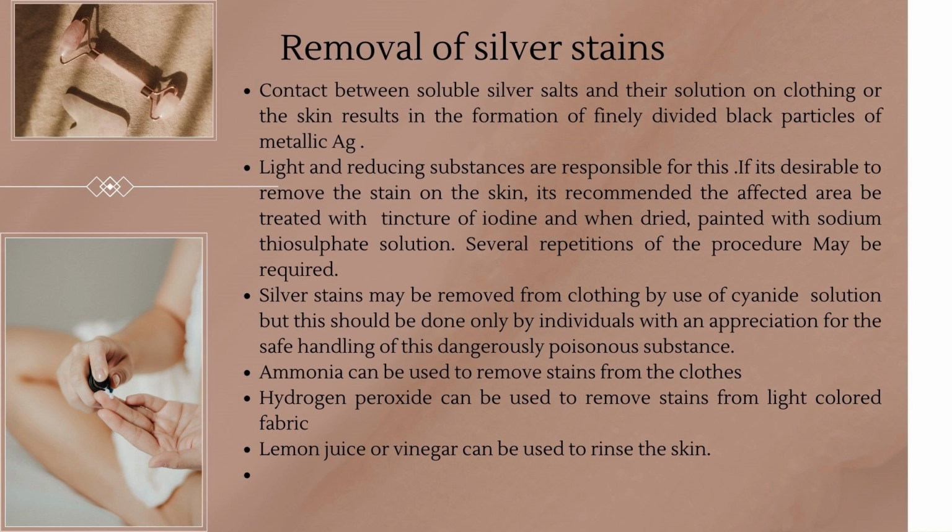Then the silver stains may be removed from the clothing by use of cyanide solution, but remember that cyanide is very, very toxic, so that process should be done by individuals who are actually keen on their safety. They know safe handling of this dangerously poisonous substance. Then you can use ammonia to remove stains from the clothes. You can also use hydrogen peroxide to remove stains from light colored fabric, and you can also use lemon juice or vinegar to rinse the skin.